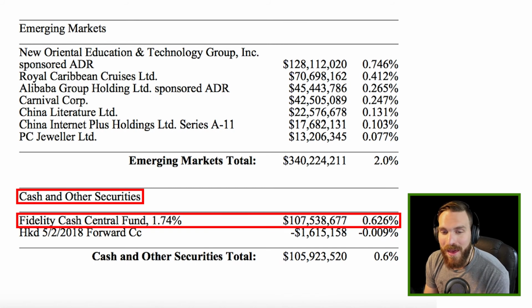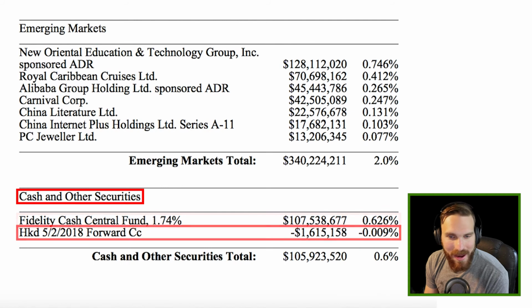There is one other thing listed under cash, which is that random forward contract worth negative $1.6 million. Don't worry about what that is. Unless you're taking a Series 65, the term forward contract won't mean anything to you. And in fact, if you're taking the Series 65, nothing that we'll talk about here will help you understand what a forward contract is, so don't even worry about that.